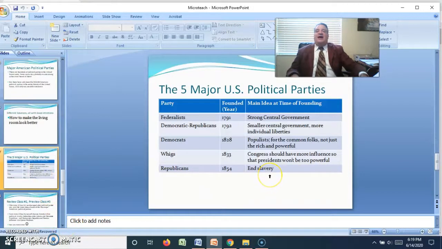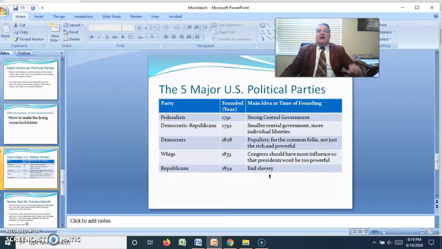So here we have the 5 major political parties in the United States. We have the name, the year it was founded, and its main idea at the time of the founding. First, you had the Federalists. They believed in a strong central government. The U.S. just got its independence from England, and they said, we've got to have a strong government, otherwise we're going to fall apart. The government's got to be strong and in charge.